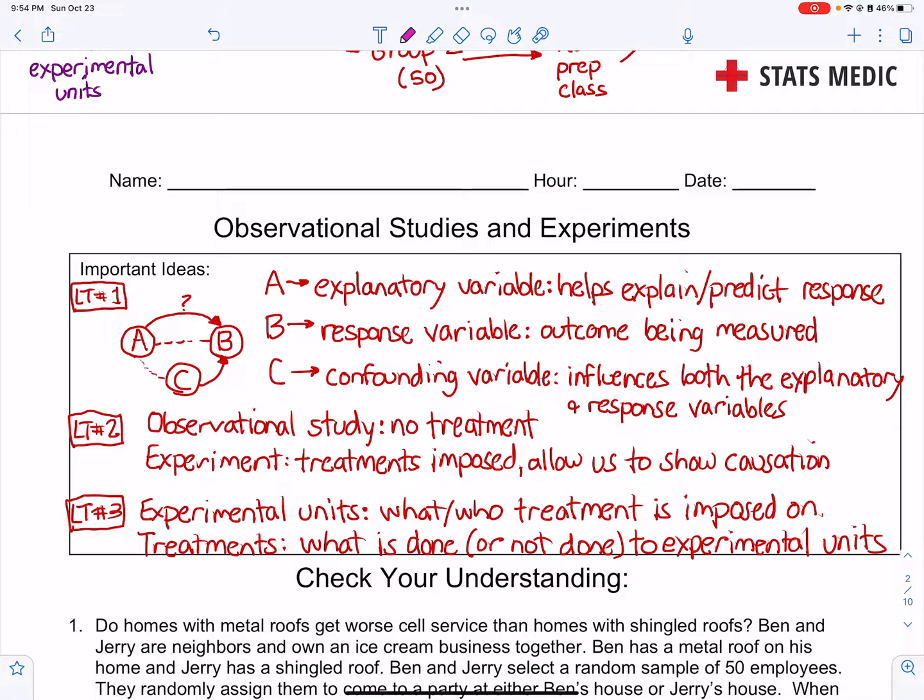For learning target 2, observational study, as I went over already, the key thing is no treatment. An experiment has a treatment, and I'm allowed to show causation. I can say this caused this, only with an experiment. Experimental unit is what or who the treatment is imposed on, and treatments are what is done or not done to experimental units. All right, let's look at checking for understanding.